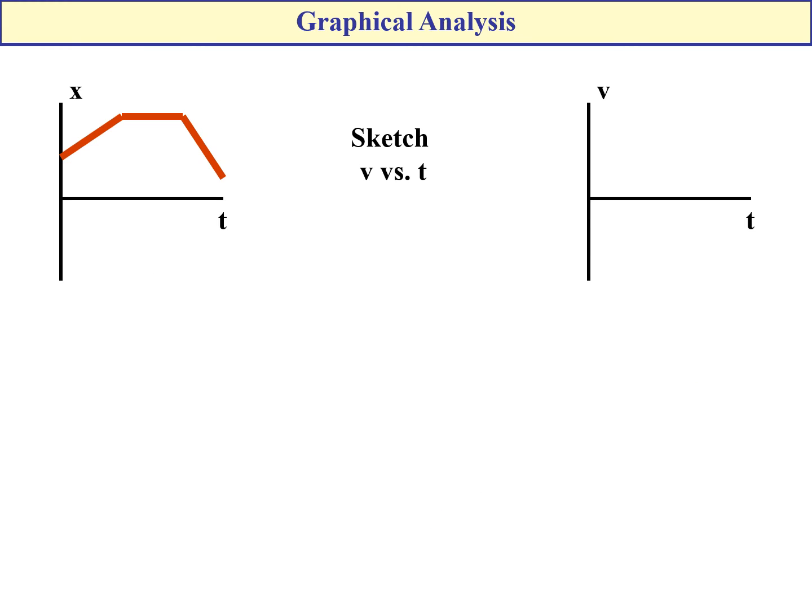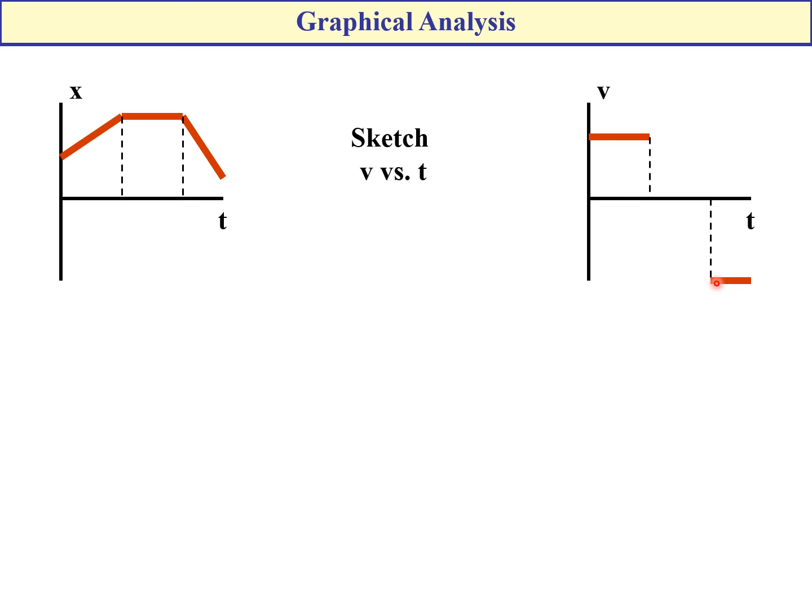All right, so given our position versus time, we want to look at the velocity versus time. Our position versus time has a constant slope, constant slope, and constant slope. So that's a positive slope, 0, and then negative slope. So our velocity versus time graph will be a positive velocity, and then 0 velocity, and then a negative velocity.